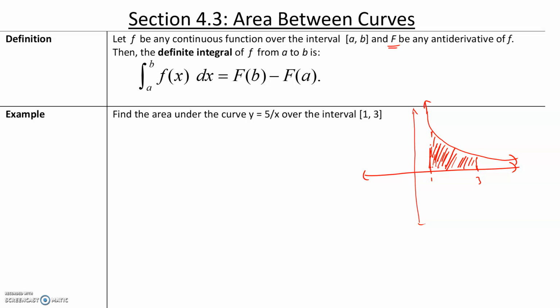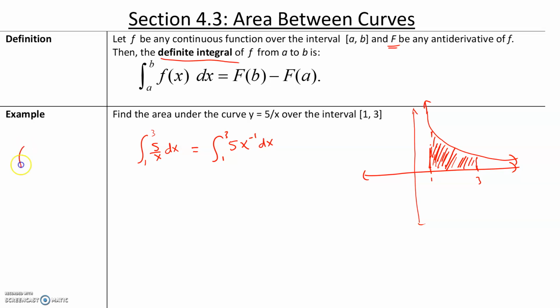Now, how do we do this? So the area under the curve is given by the definite integral. So we take the integral of 5 over x dx from x equals 1 to x equals 3. Now, there are rules for integrals, and one of them is that we have to take all the variables and write them on the numerator using negative exponents if they're on the denominator. So this is the integral from 1 to 3 of 5x to the negative 1 dx.